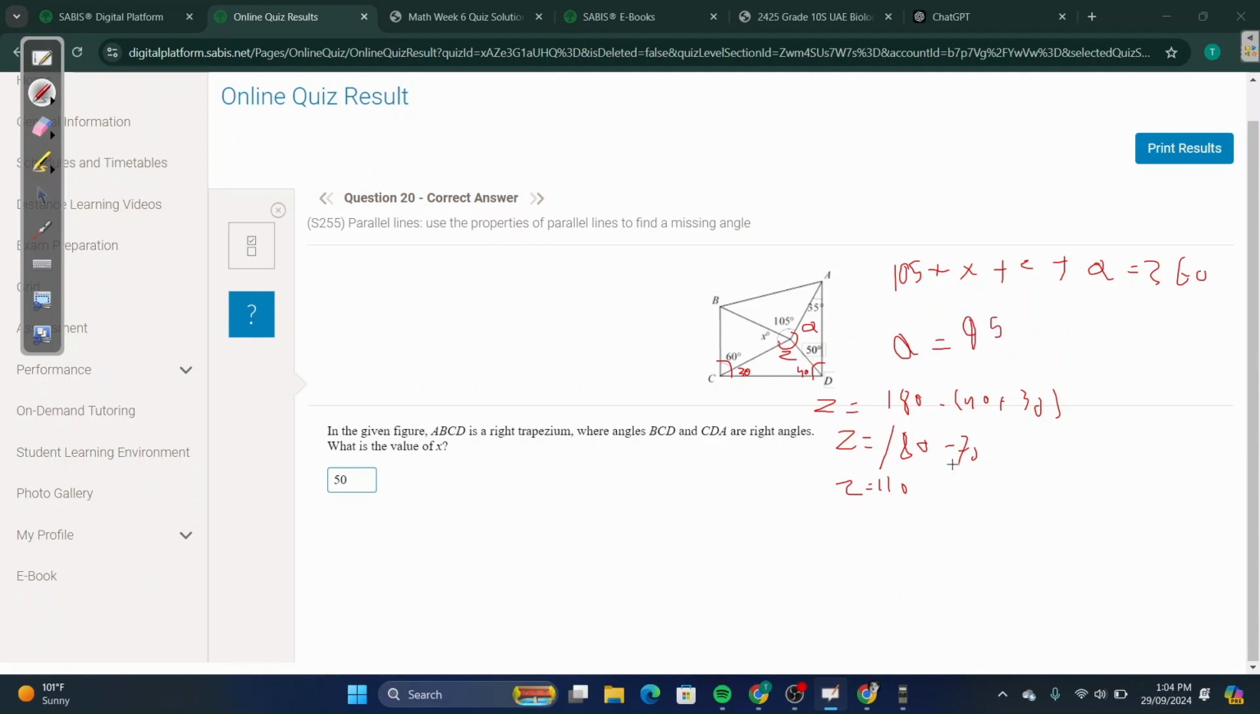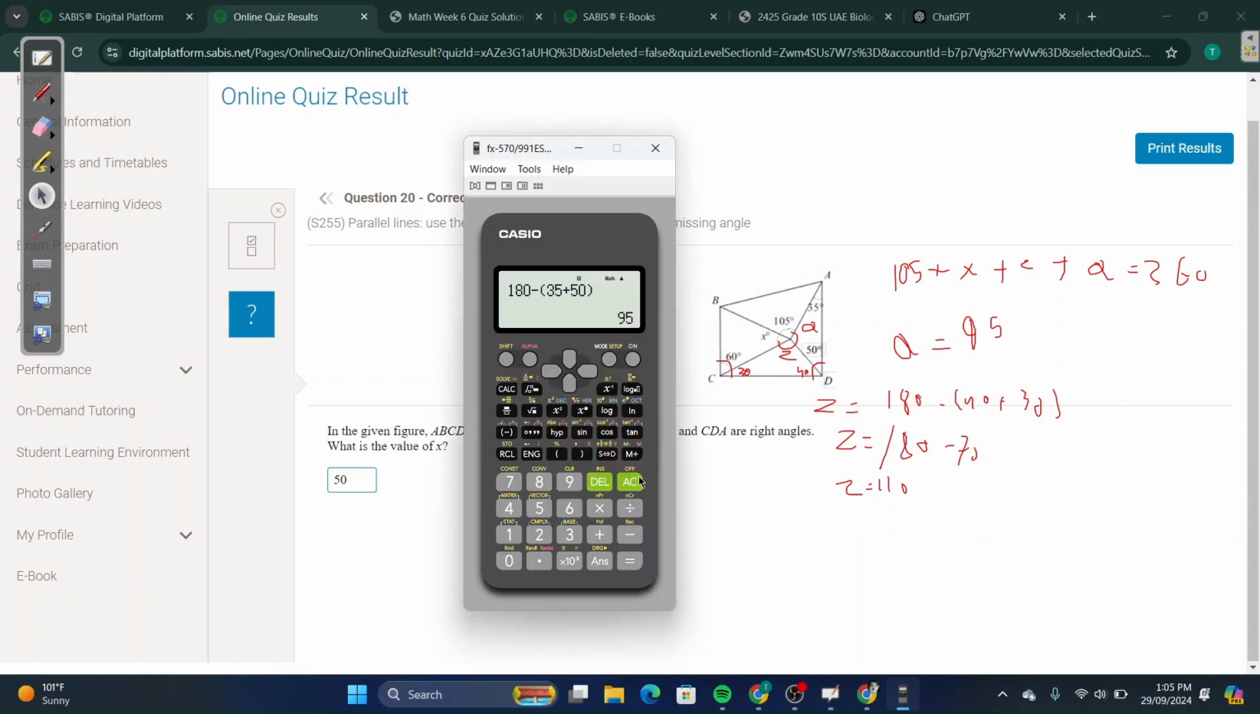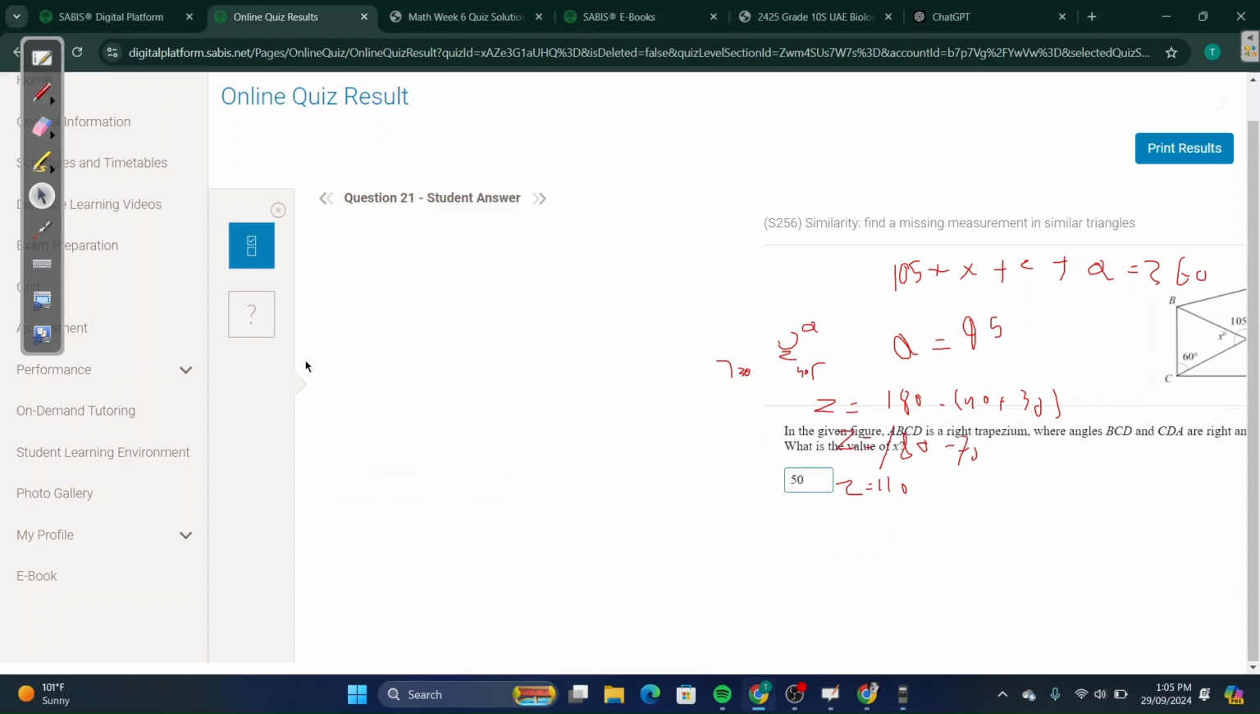So 110 plus 95 plus 105 plus x equals 360. Okay, so we're gonna do this on a calculator now. 110 plus 105 plus 95 plus x equals 360. Shift calc equals 50. Okay, there we go.